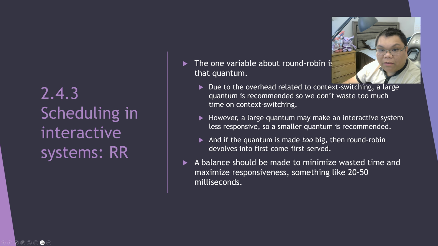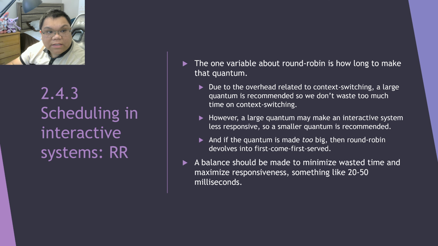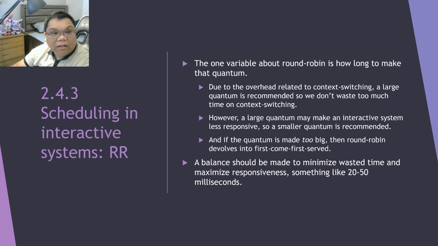So the one variable about how round robin works is how long do we make that quantum? Due to the overhead related to context switching, a large quantum is recommended so you don't waste too much time on context switching. However, a large quantum may make an interactive system less responsive, so a smaller quantum is recommended. And if the quantum becomes too big, then round robin devolves into first come first serve.